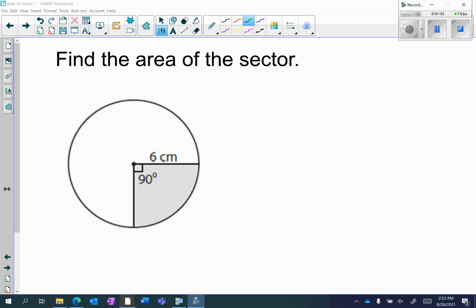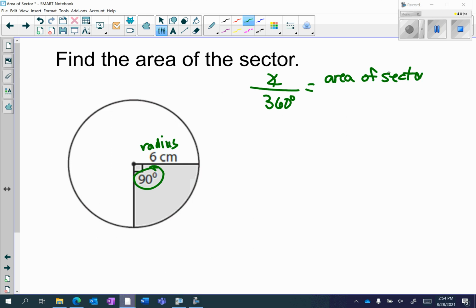Let's find the area of this sector. So notice in our circle, we have a radius, which is 6 centimeters. And we have an angle that's 90 degrees. So remember the formula, which we have angle over, in this case we have 90 degrees, so that's going to be in degrees. So the angle over 360 degrees is equal to the area of the sector over the total area.